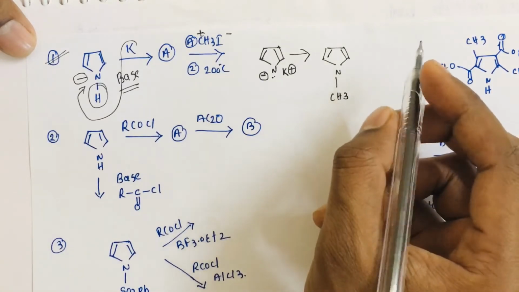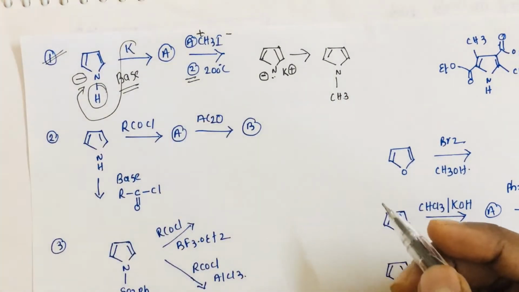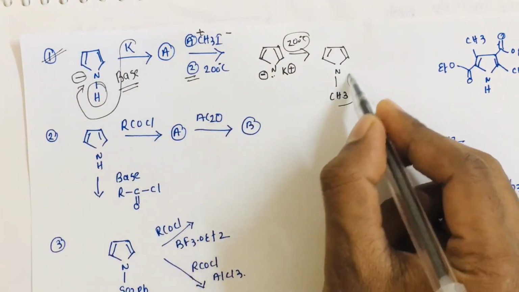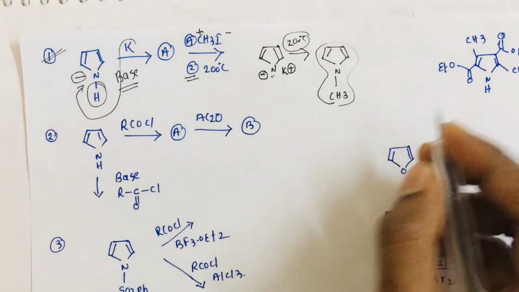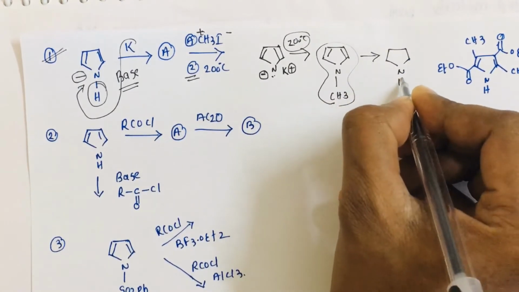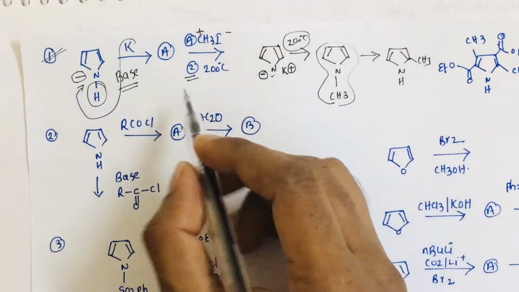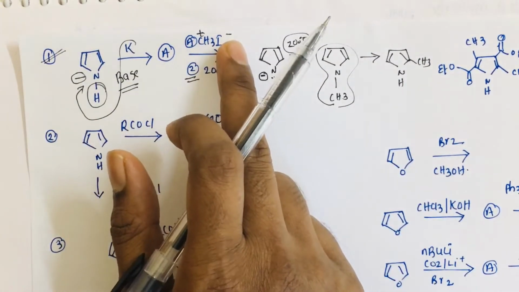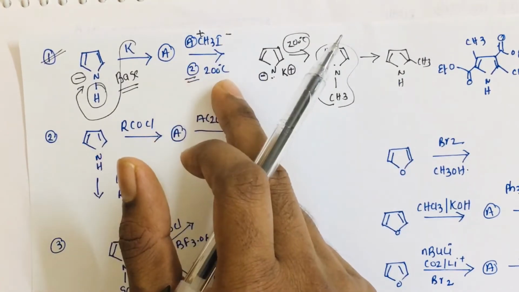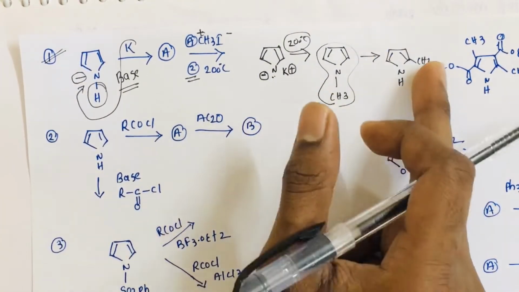Okay, so what will happen? In the next step we have heating. When we heat this product, it rearranges itself, so we'll get this compound, 2-methyl pyrrole. Just remember this. Up to this it's okay. Here the methyl group attacks the nitrogen, and when we heat it at 200 degrees centigrade, this product rearranges into this product.